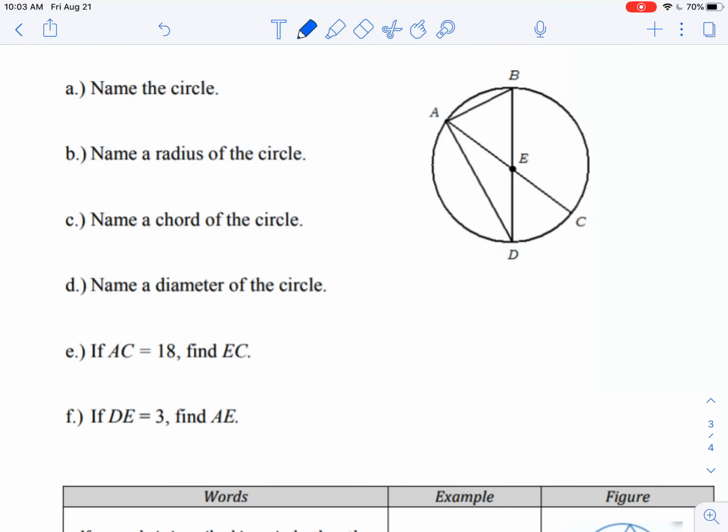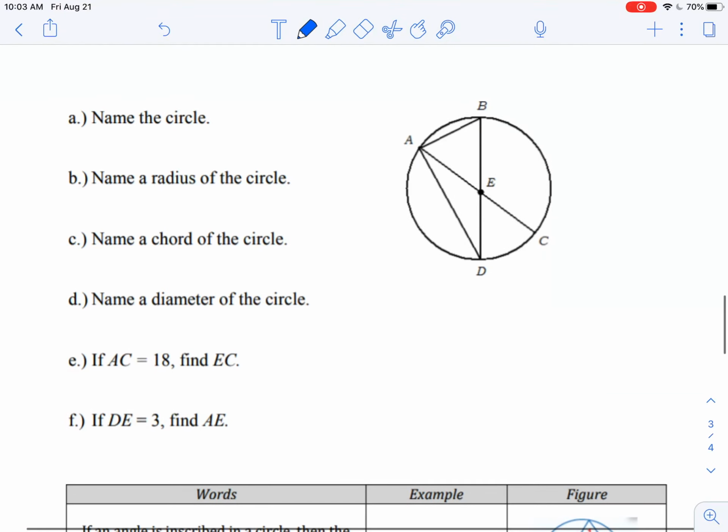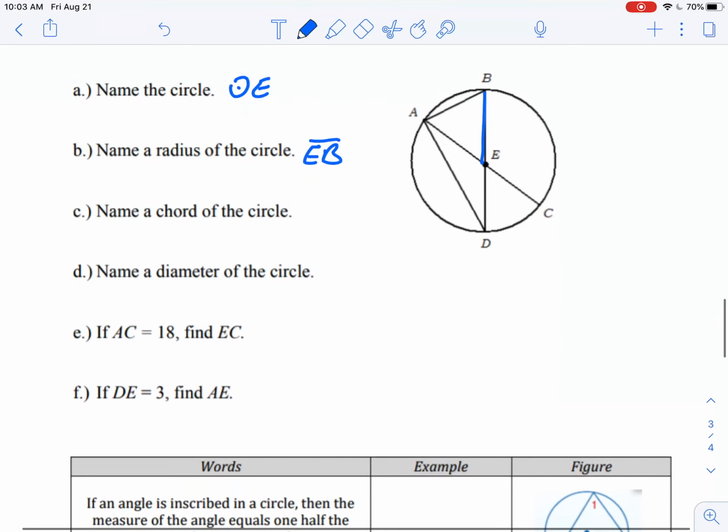Okay, a couple basic notations about circles. Name the circle. So I would call this circle E. That's the symbol for circle, just a circle with a dot in it. Name a radius. There's a lot of radii in here. I'll go with this one. Segment EB. I could say BE, but I usually name it from the inside out.